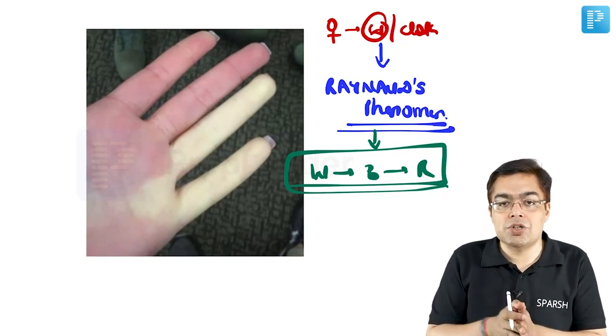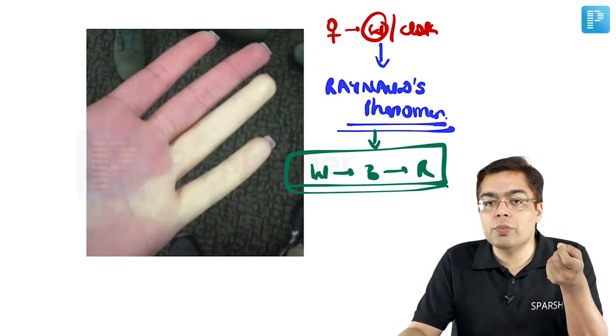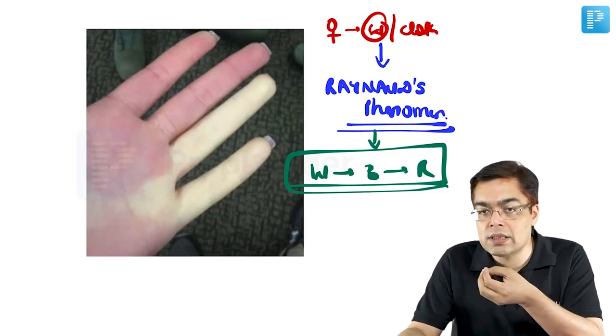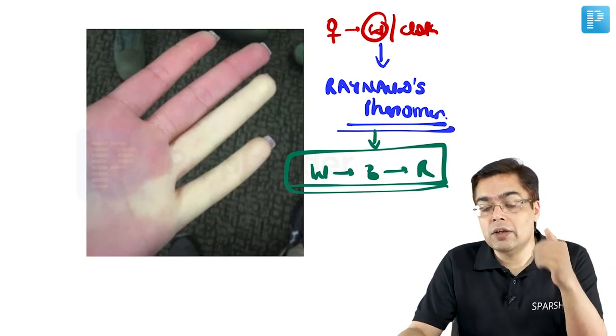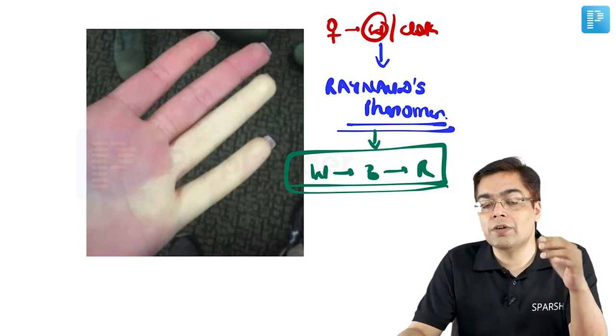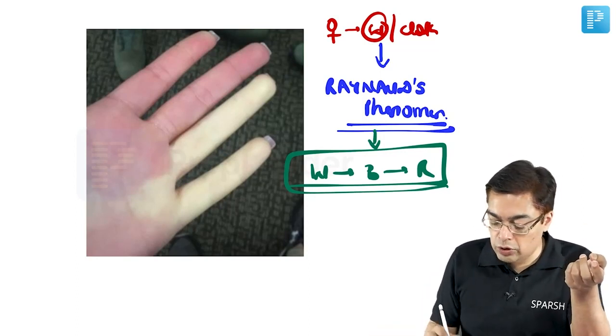You can have this condition as an idiopathic condition, which is given the name of primary Raynaud's, or this could be secondary to Buerger's disease, atherosclerosis, or scleroderma. In fact, you would be able to recall that Raynaud's is one of the earliest manifestations of a condition like scleroderma or systemic sclerosis. So that's another important thing that you need to be aware of.